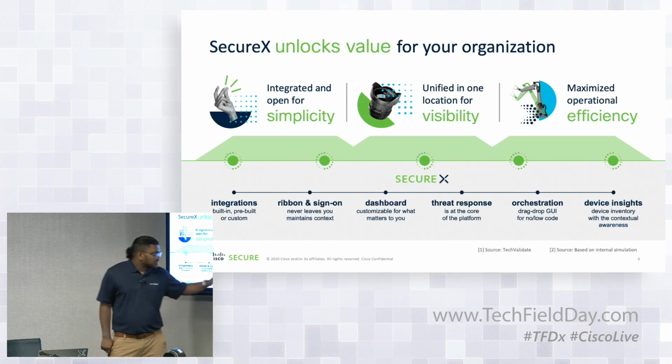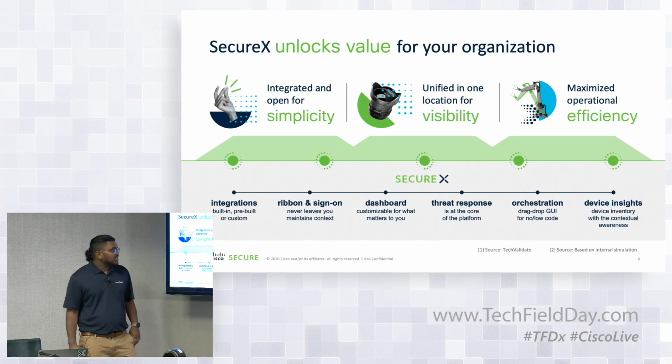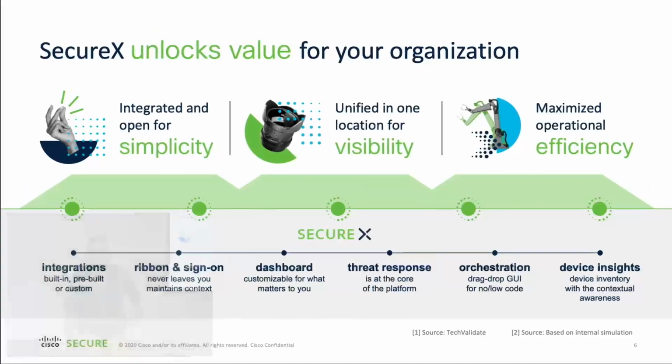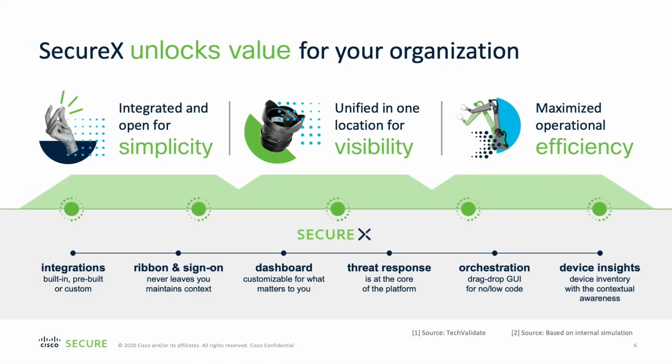Then we're going to talk about orchestration. Orchestration is our no-to-low-code drag-and-drop automation engine. So if you're familiar with SOAR, Security Orchestration Automated Response, we kind of have a built-in SOAR in Securex. And then lastly, we have Device Insights. I mentioned it's a new feature we just launched. So we're going to talk about what Device Insights is and how it can help. But just a quick overview, Device Insights is a holistic asset inventory. So you're able to see a whole list of your assets from all the sources you have in one place.